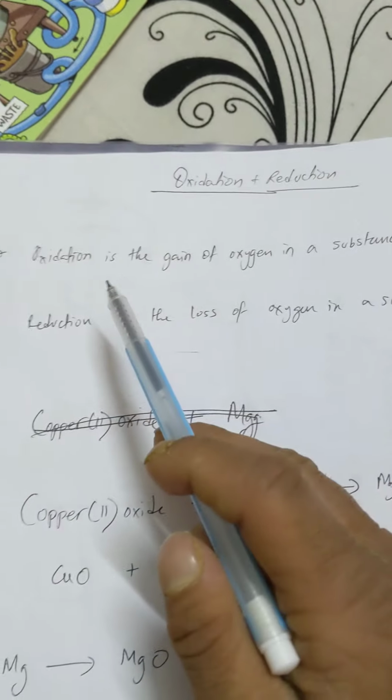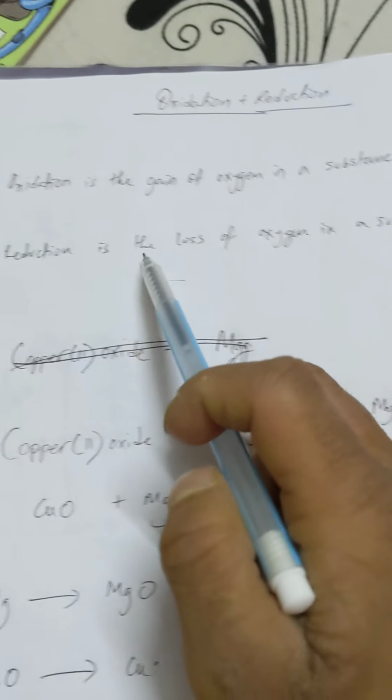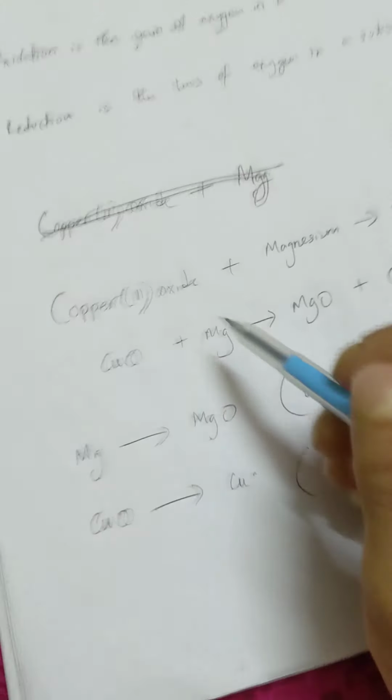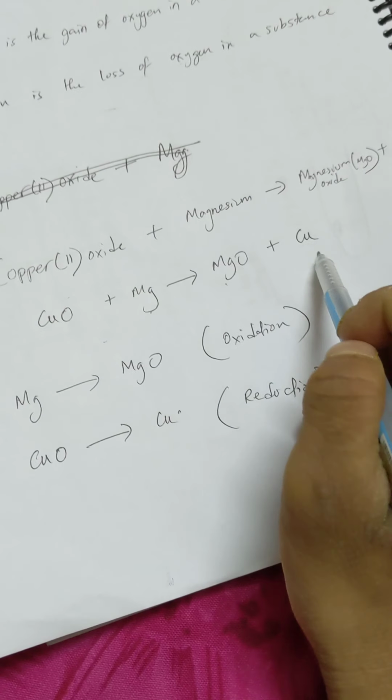Oxidation and reduction. Oxidation is the gain of oxygen in a substance. Reduction is the loss of oxygen in a substance. Let's see it with an example here. Copper oxide plus magnesium gives you magnesium oxide and copper.